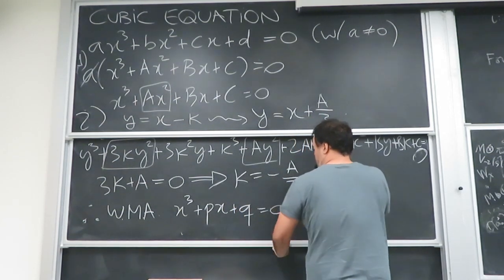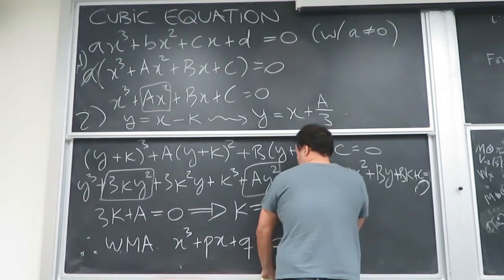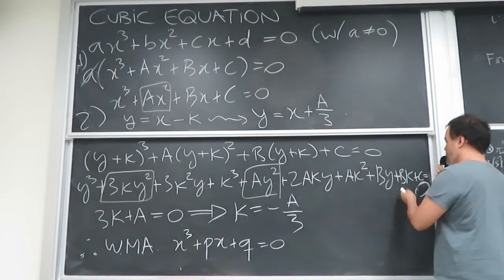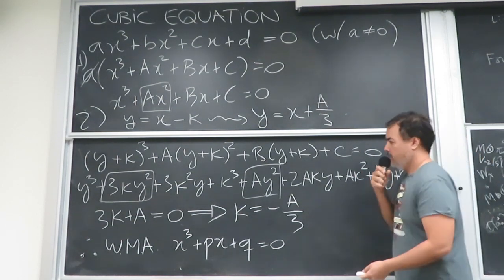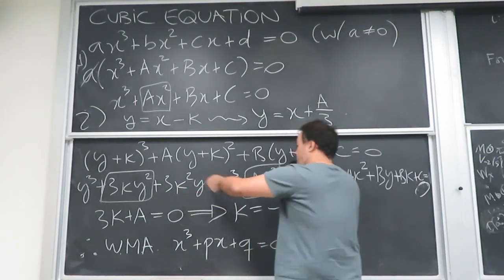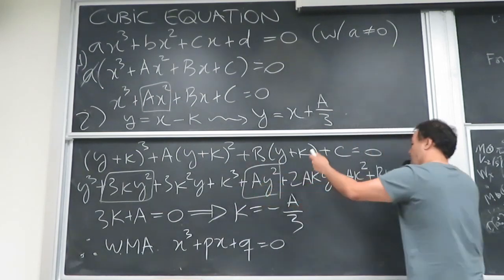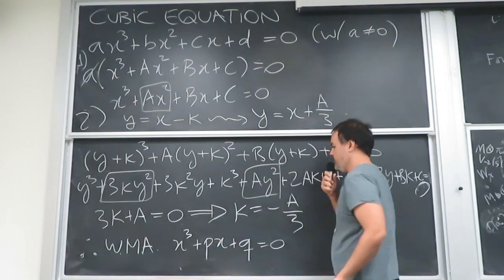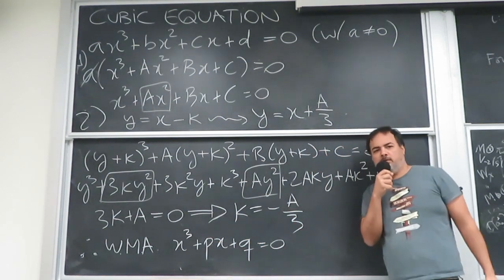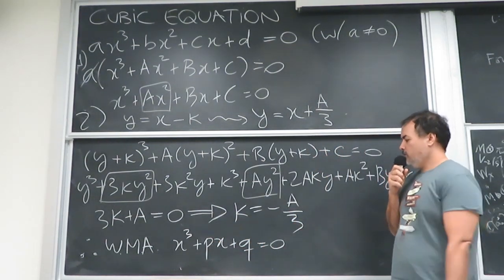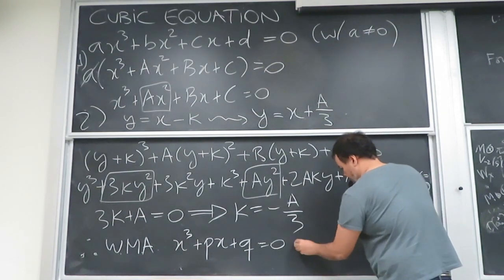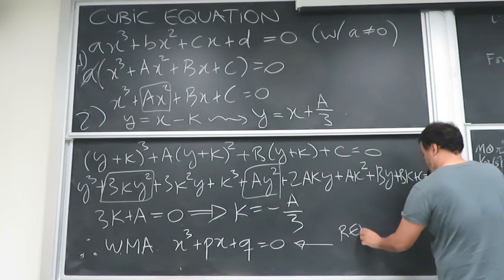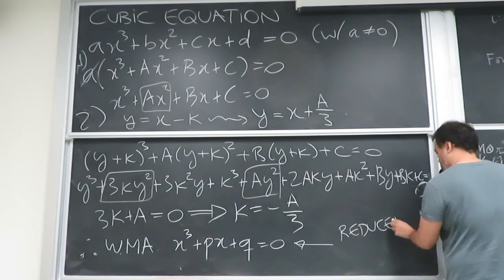And then you can ask, what are these coefficients p and q? It's just the sum of the coefficients that you combine in each power of y, put together as p and put together as q, right? So this is the reduced cubic.